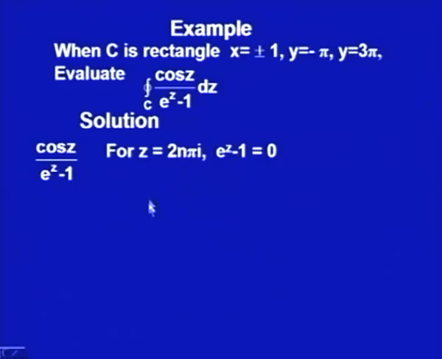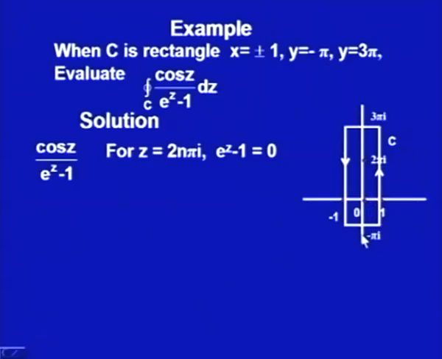Let us see how many singularities there are, because of the contour on which we have to integrate. Now let us first examine this contour. We have a rectangle given by x equal to plus or minus 1, that is, this line is x equal to plus 1, this line is x equal to minus 1. Then the lines are y equal to minus pi and y equal to 3 pi.